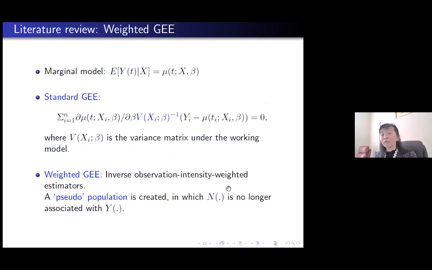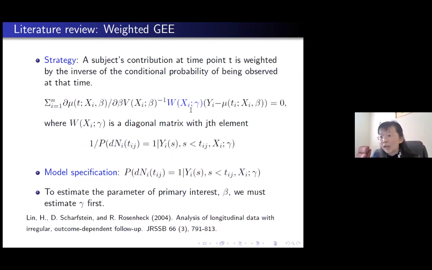So an alternative method in the literature is modified GEE. The basic idea is to weight the observations to create a pseudo population in which the self-reported process is no longer associated with the outcome process. Here we can see we still need to model the self-reported process to estimate the weight function as well.